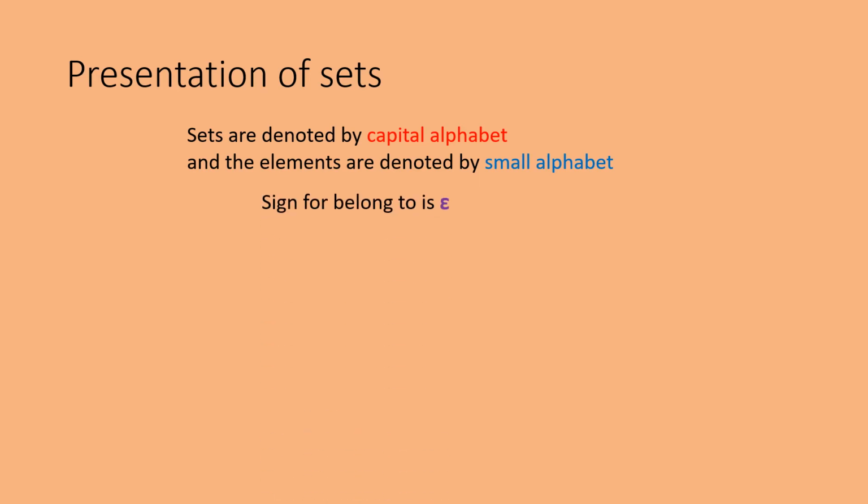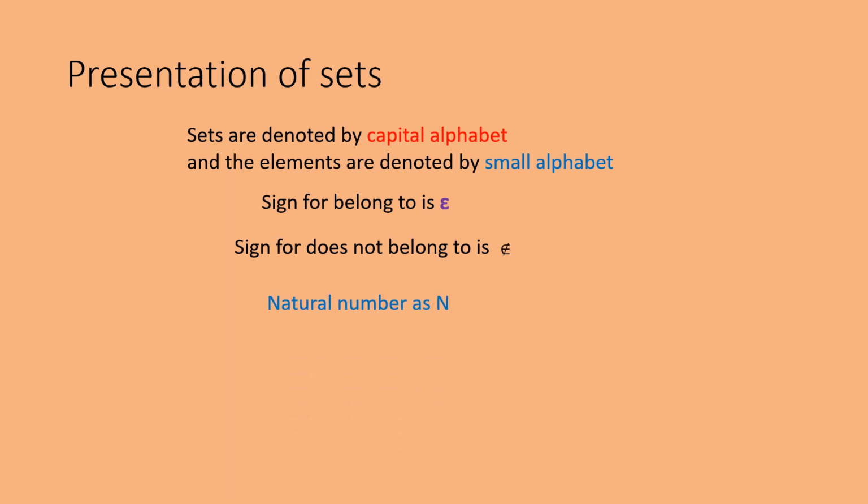Now next what we should know, that belongs to sign. The purple color symbol is known as belongs to sign. For example, 5 belongs to natural number, 7 belongs to natural number, 10 belongs to natural number. Similarly, we have does not belong to. For example, 0 does not belong to natural number, -1 does not belong to whole number. So all this terminology we must know.